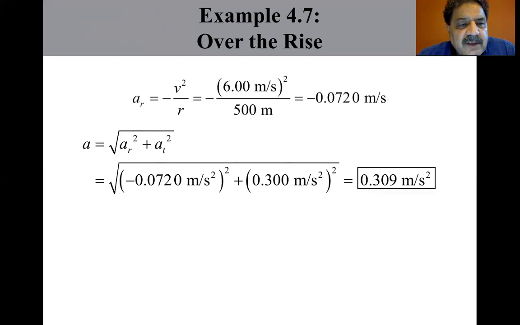It's the square root of the radial acceleration squared plus the tangential acceleration squared. They have it right here, 0.0720 meters per second squared. You square that, and you add that to the given tangential acceleration squared, which is 0.3 meters per second squared. If you put that into your calculator, you'll get an acceleration of 0.309 meters per second squared.